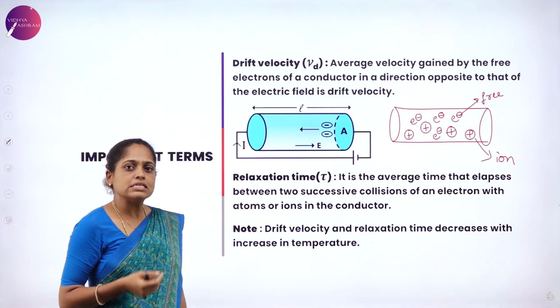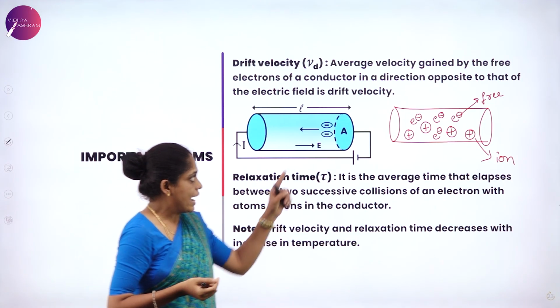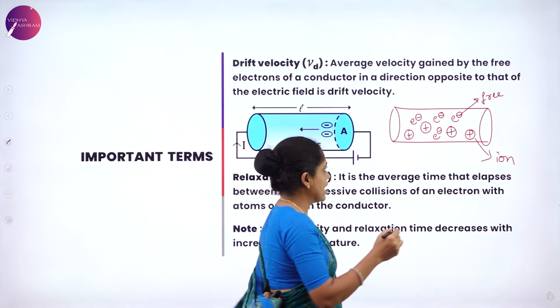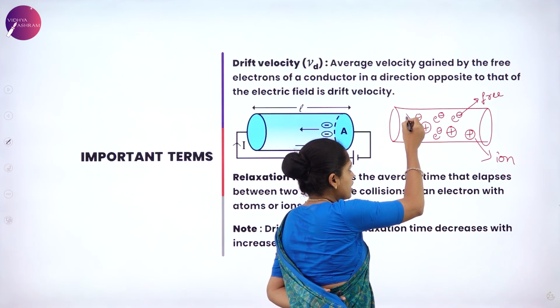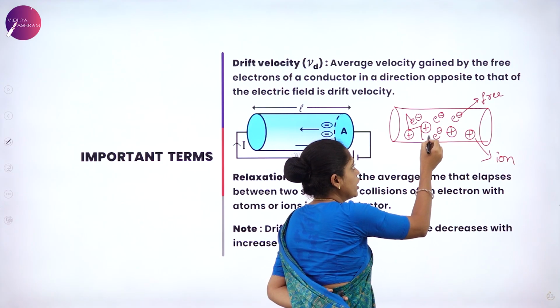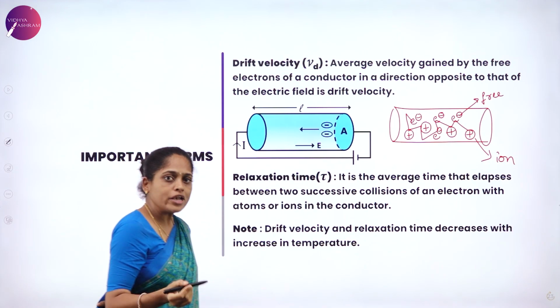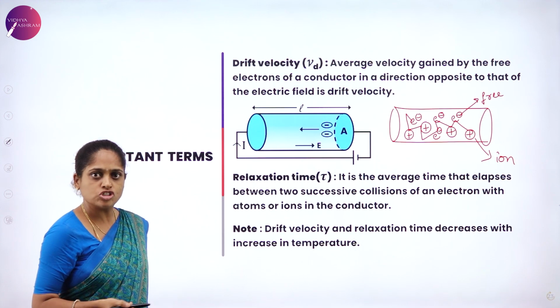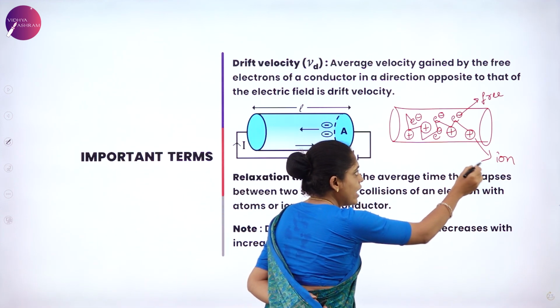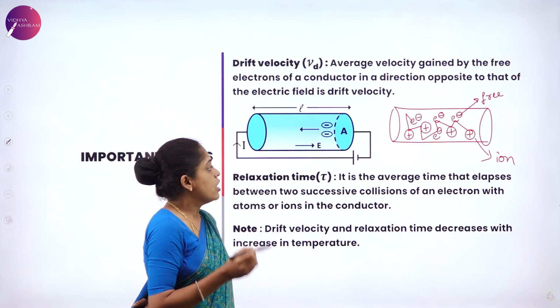Before connecting this conductor to a battery, electrons in this conductor are free and they normally move randomly in all directions because of collision with the immobile positive ions.